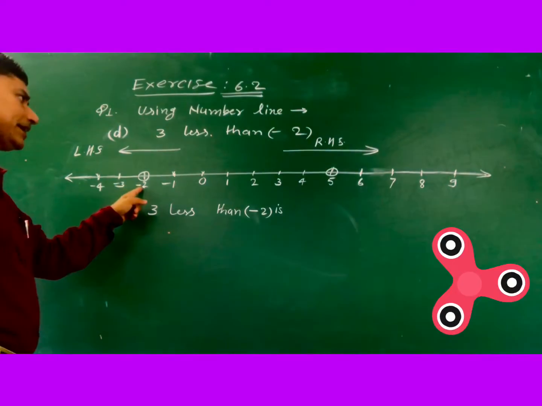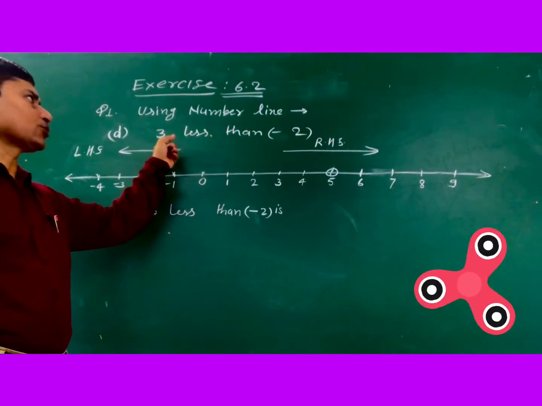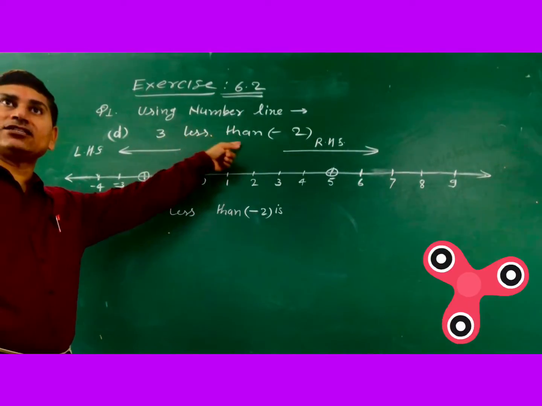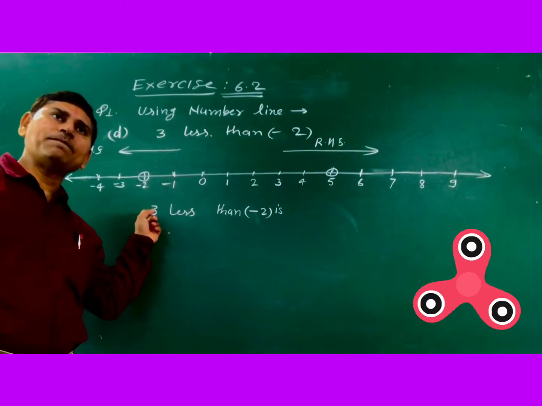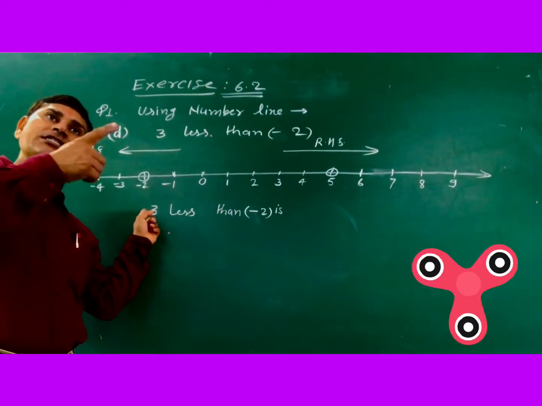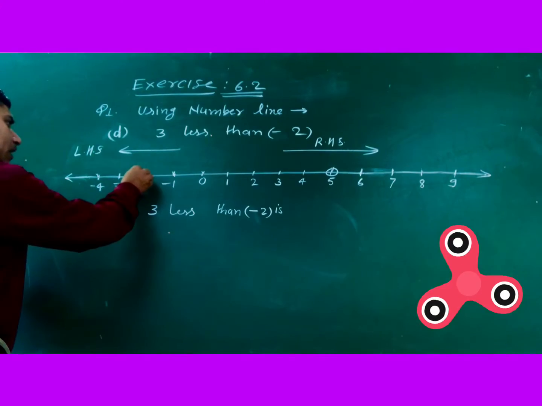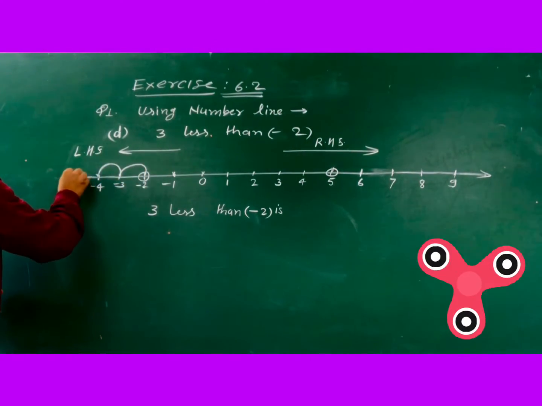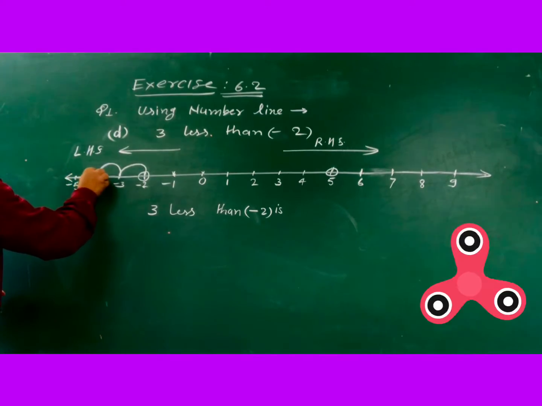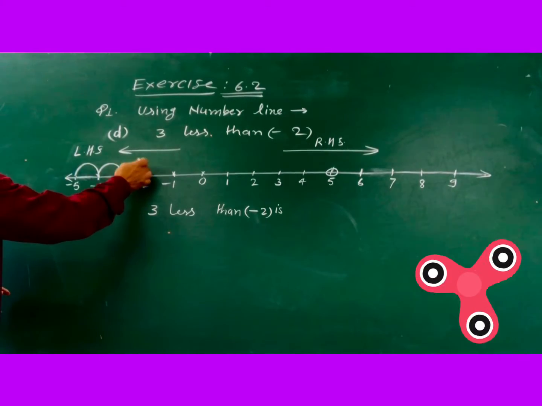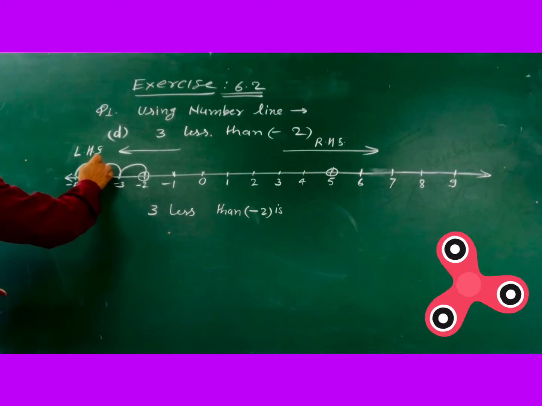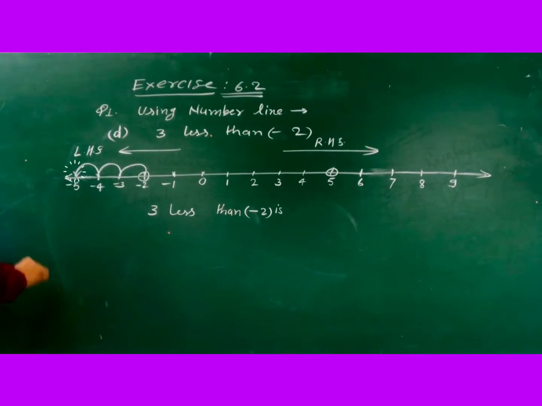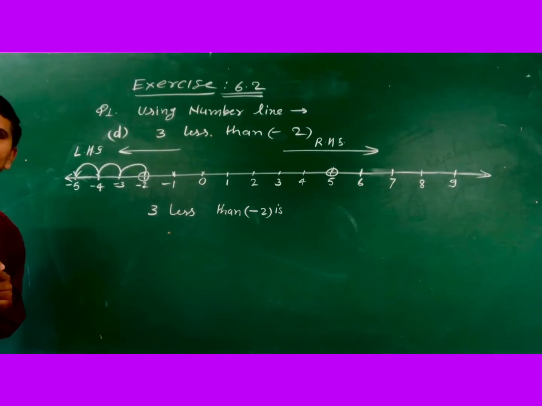So here is minus 2, and how much is 3? 3 less than minus 2. So this one is the position of minus 2. After that you step 3, that is 1, 2, and here is minus 5, that is 3. 1, 2, and 3. So this is the position. What will you get here?